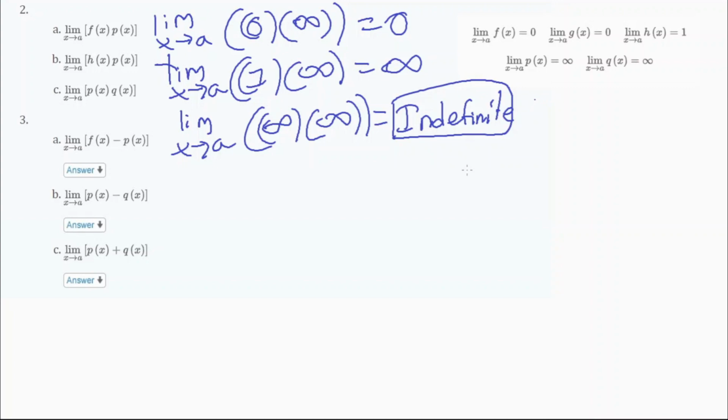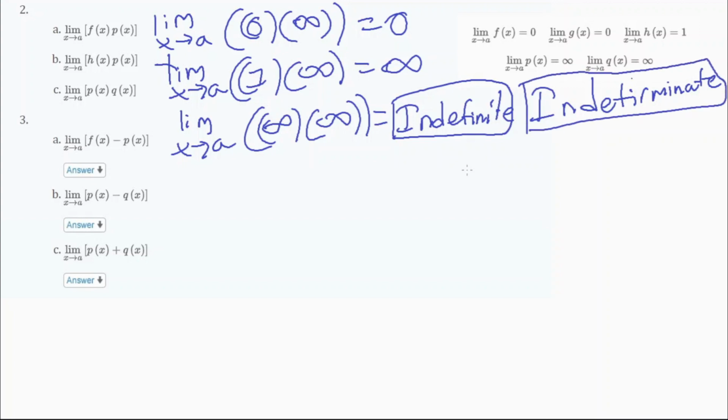All right, and one thing I forgot to note is instead of indefinite, you have to write indeterminate. There are some teachers that are going to accept indefinite, but indeterminate is, objectively, the right way to write it. But let's move on to number 3.